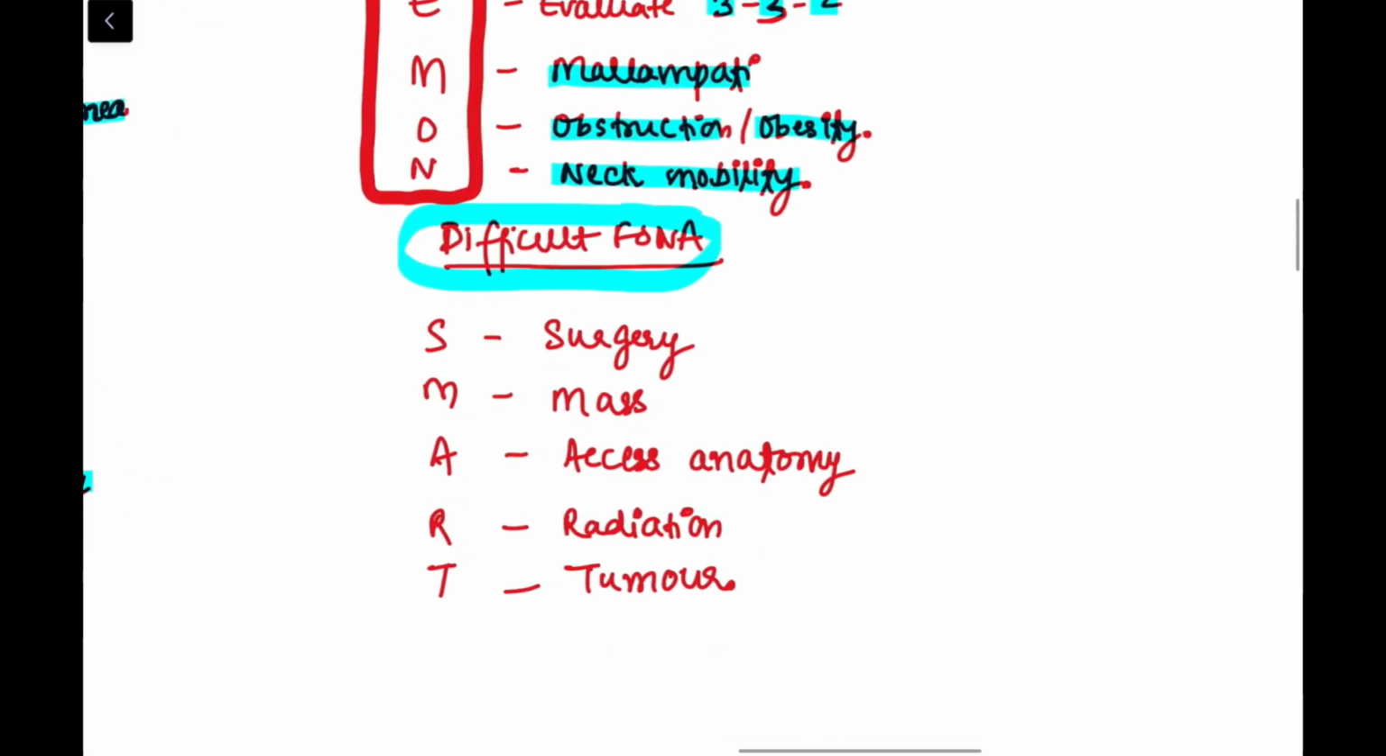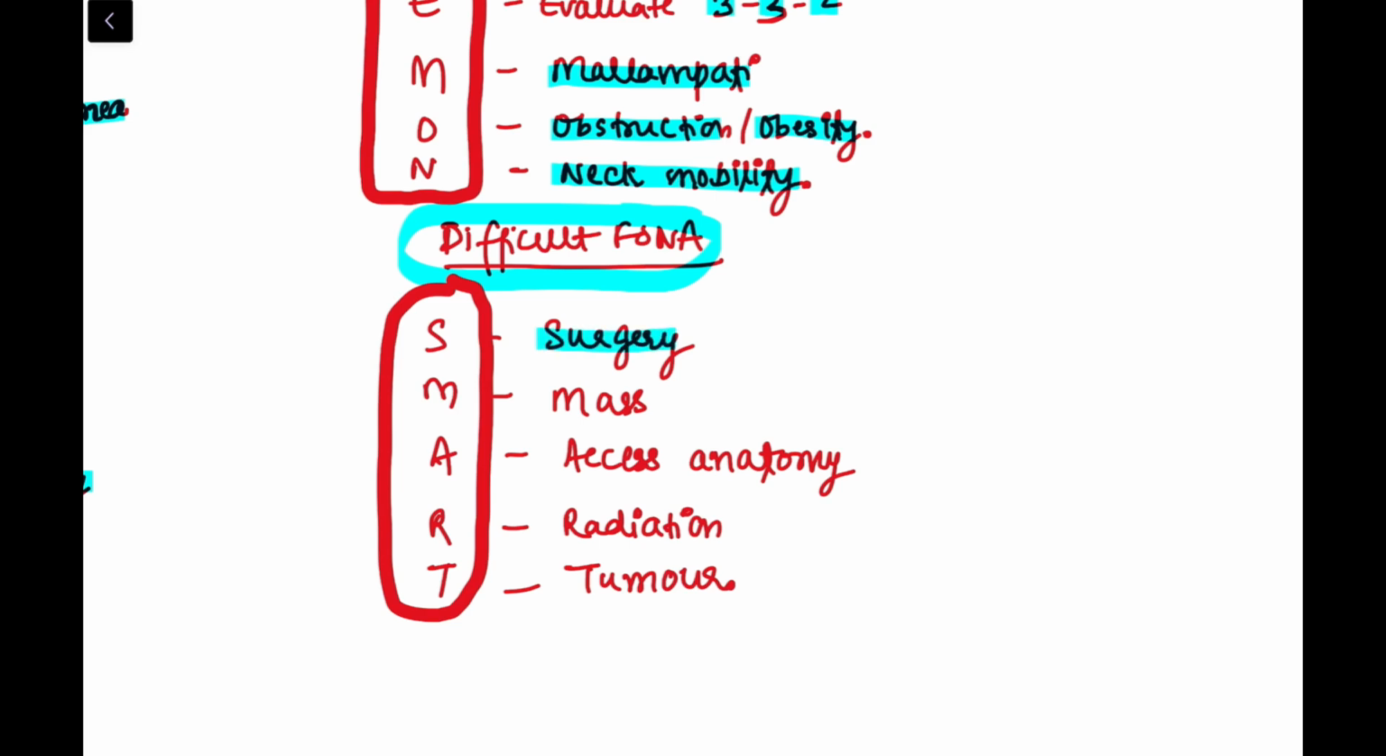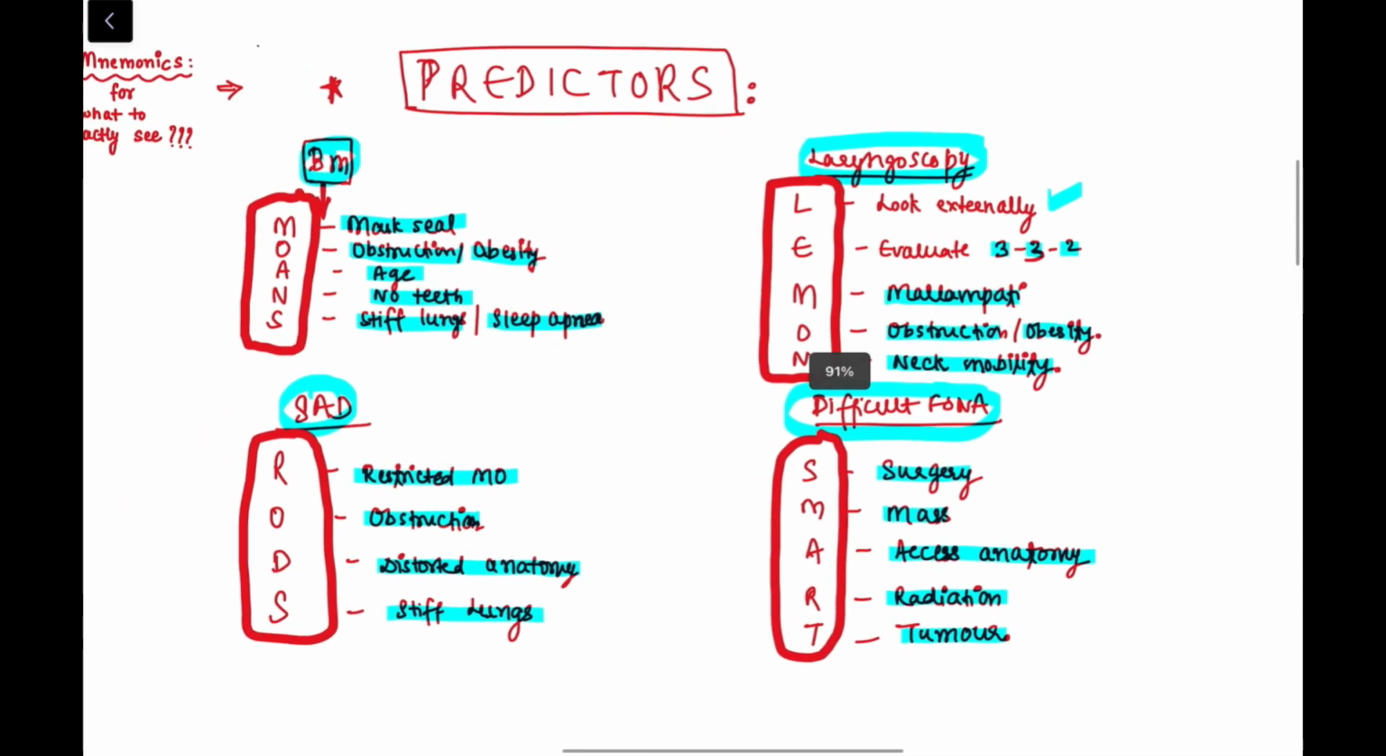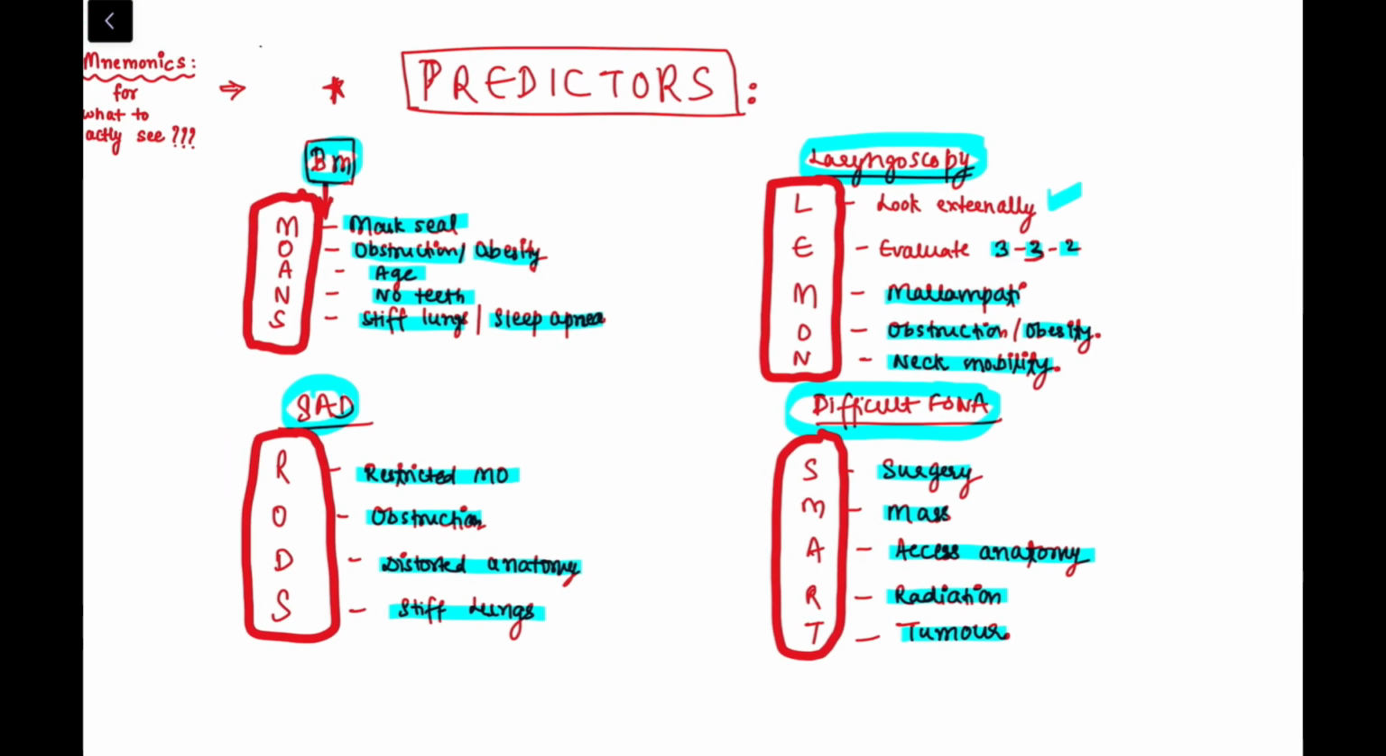The last one is difficult front of neck access. If you are not able to intubate and ventilate the patient, you may have to go for the FONA. The mnemonic for this is SMART, SMART. So if a person has undergone any neck surgery, neck dissection or something, if any mass is present like a thyroid mass, if there is difficulty in assessing the anatomy, if there is some radiation exposure, and if there is some tumor, these lead to difficult front of neck access. So these are the predictors that everyone should remember.